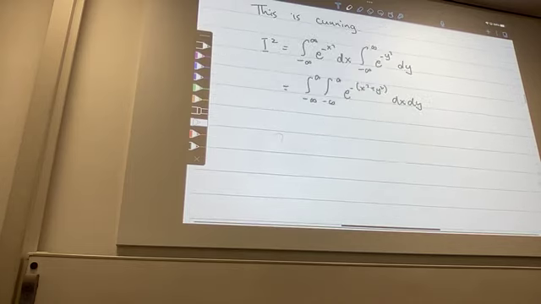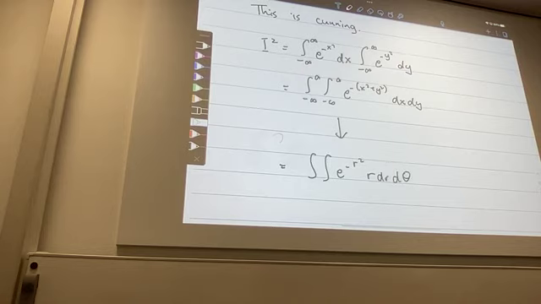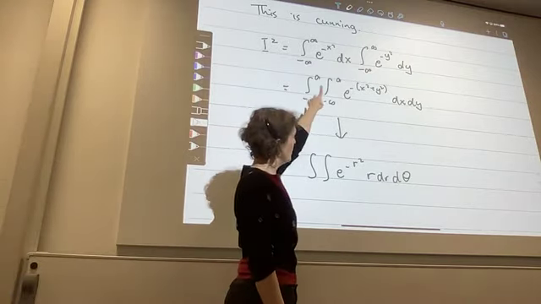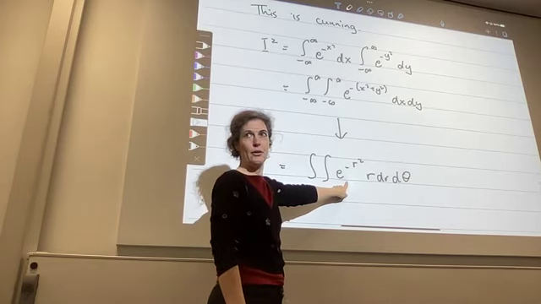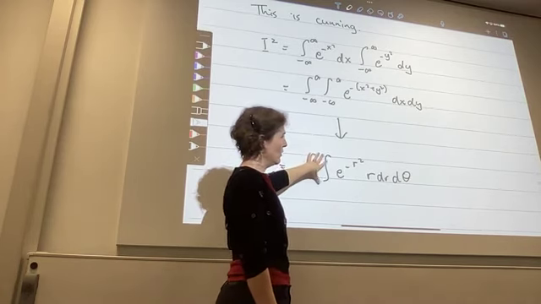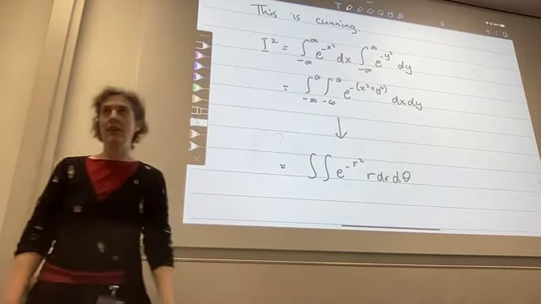Okay, switch to polar. And do some cunning stuff with your limits that you can check that out. But notice I've gone from an integral I couldn't do to an integral I can totally do. And you will find that you can in fact do this. You can check your limits and you can solve it.